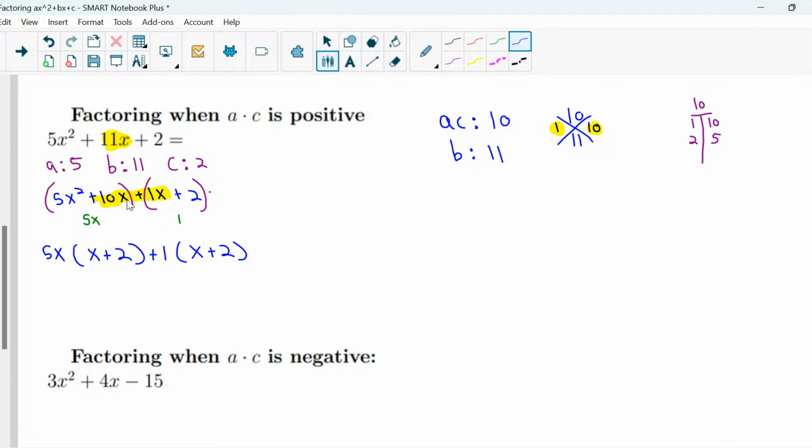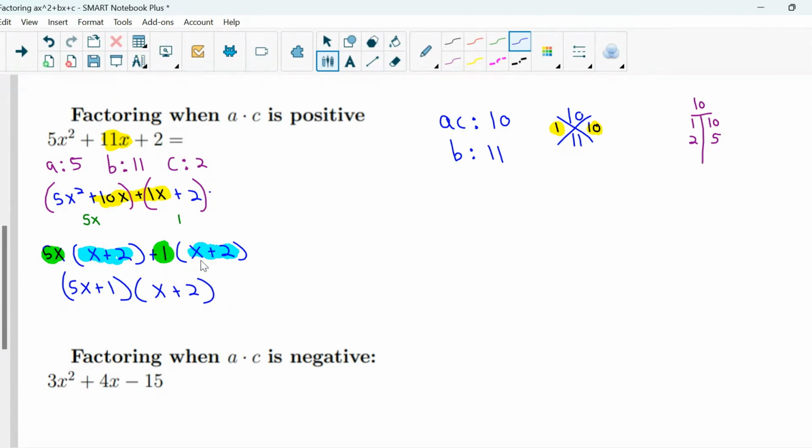Okay. So at this point, you are going to combine your greatest common factors. So we'll take both 5x and 1 and make it a factor. And then we're just going to combine our factors inside our parentheses as 1. So I've got 5x plus 1 times x plus 2.